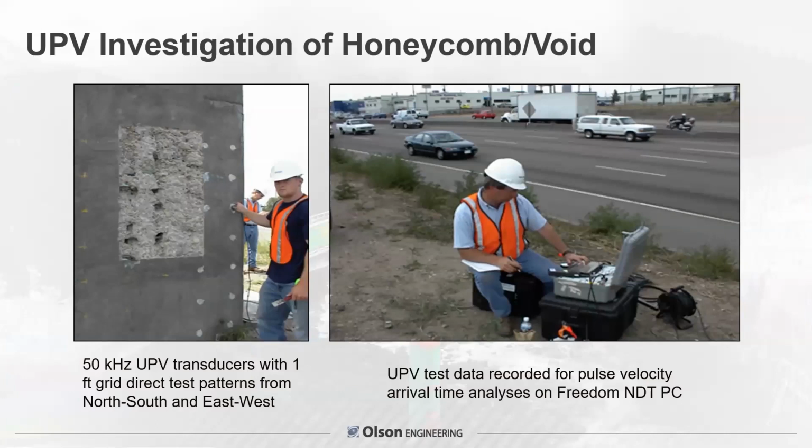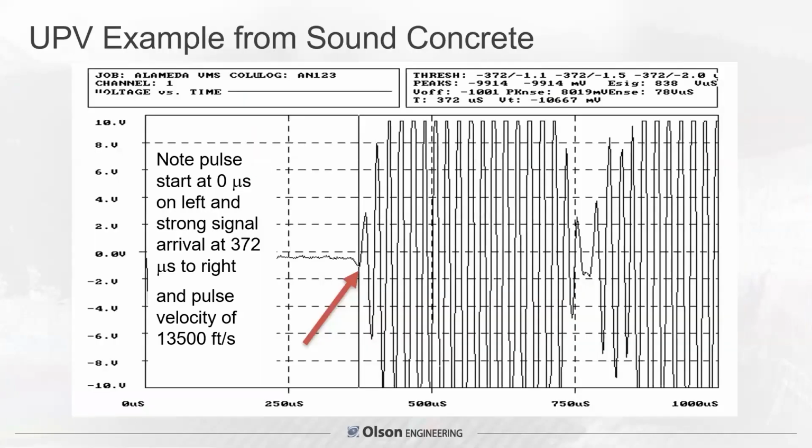So this just shows the test grid. We went north to south and east to west on a 1-foot grid. You can see the light colored grease spots. The one transducer is being held there on the north side, and 5 feet away on the south side, directly in line, was a receiving transducer. They were taking the data on the right into the PC.